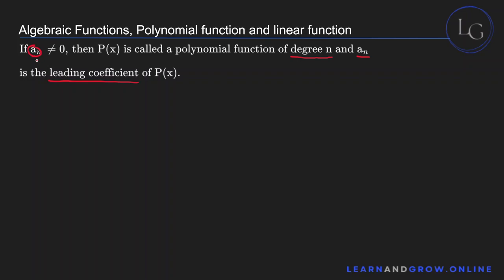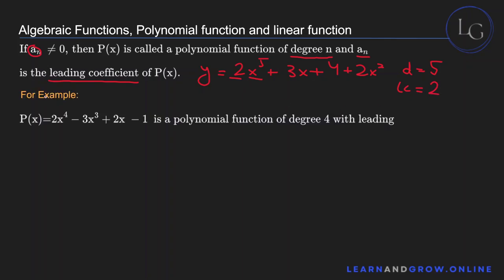So an is basically the coefficient whose variable has the highest power, right? So for example, if you have a function y is equal to 2x to the power 5 plus 3x plus 4 plus 2x squared. Let's say you have this, okay? So the variable with the highest power is x to the power 5. So this is a function of the degree 5, and the leading coefficient is the coefficient of x to the power 5, which is 2. So the leading coefficient is 2, okay?